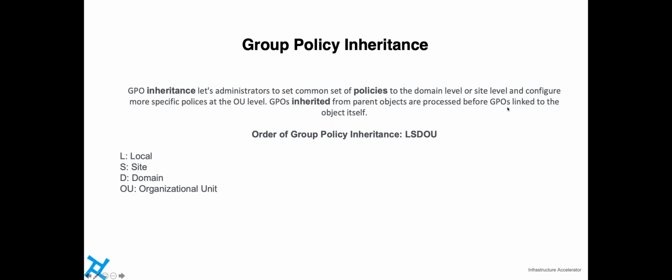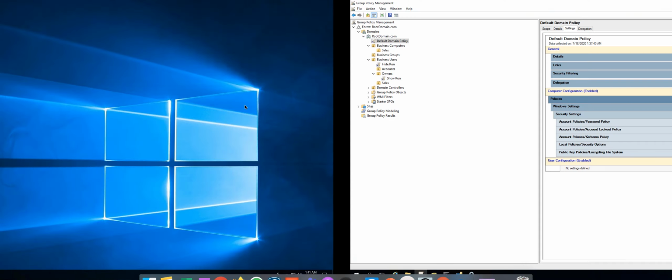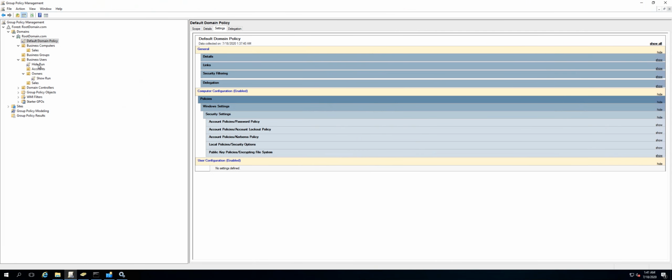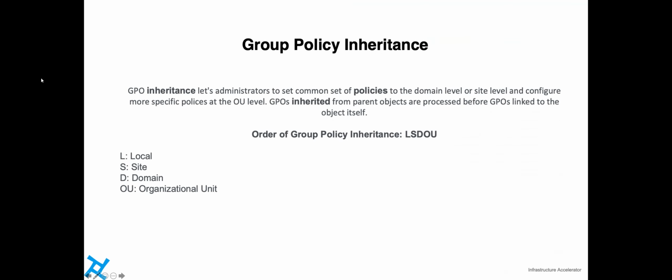And then specific settings at OU level. So what did you do? You applied a specific setting to hide run at this level. But you wanted to apply a more specific setting at OU level, so you went to an OU underneath and then you applied it. Okay, so that's what group policy inheritance is.